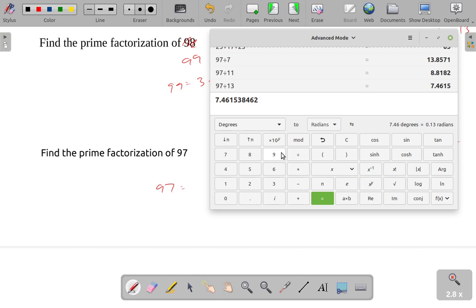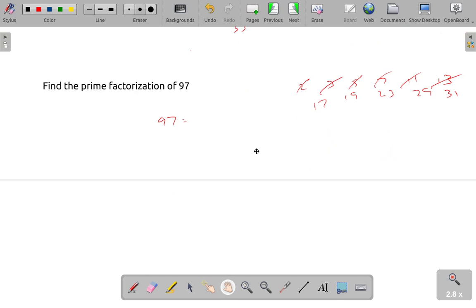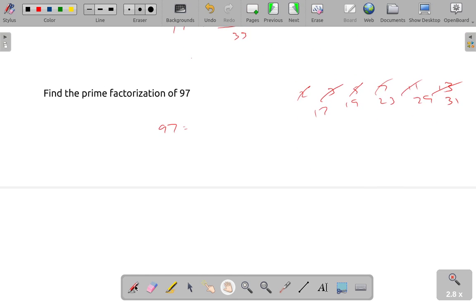So the square root of 97, let's see, how do I do this? Square root of 97 is 9.8. So that means I actually only needed to go up to a 7. If I tested the 2, the 3, the 5, and the 7, 11 is bigger than 9.8. And since I haven't encountered any number that is prime so far, I would actually be done there. I would be able to conclude that this is prime. So the prime factorization of 97 is just 97.